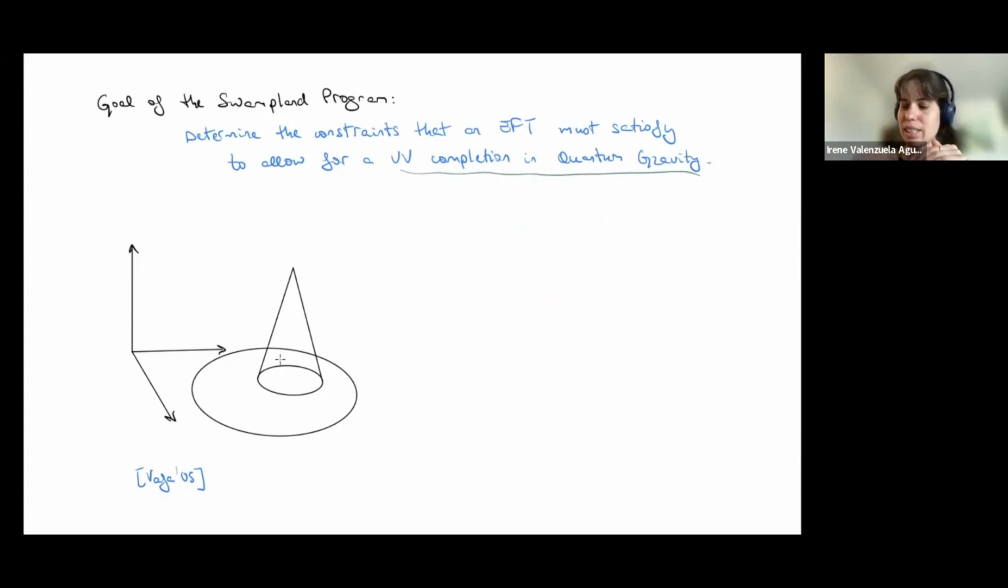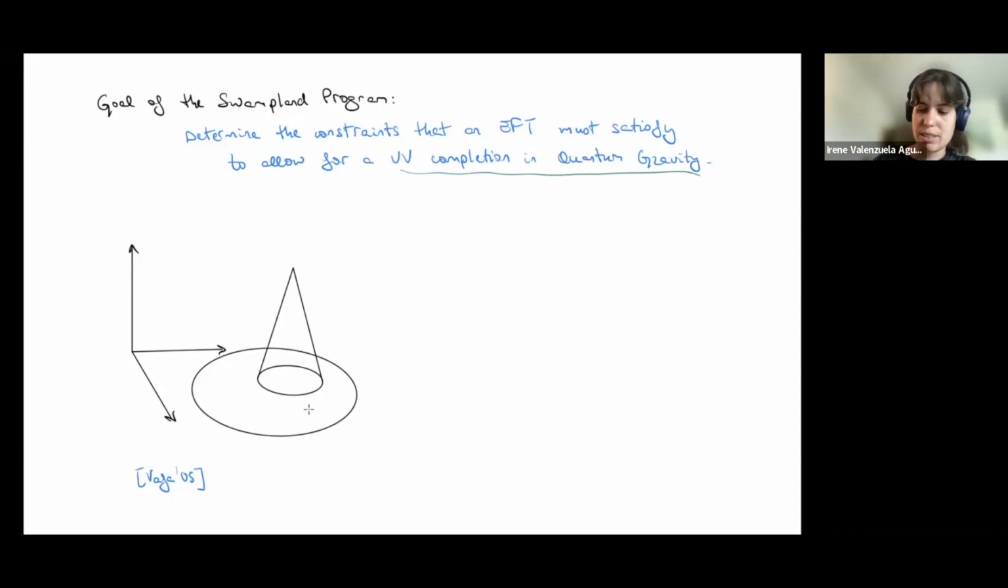Okay, so this is saying that even if quantum gravitational effects seem to be important at very high energy scales, they can have an impact in the infrared, at low energies, because not every theory that you construct can arise as a low energy limit of quantum gravity.